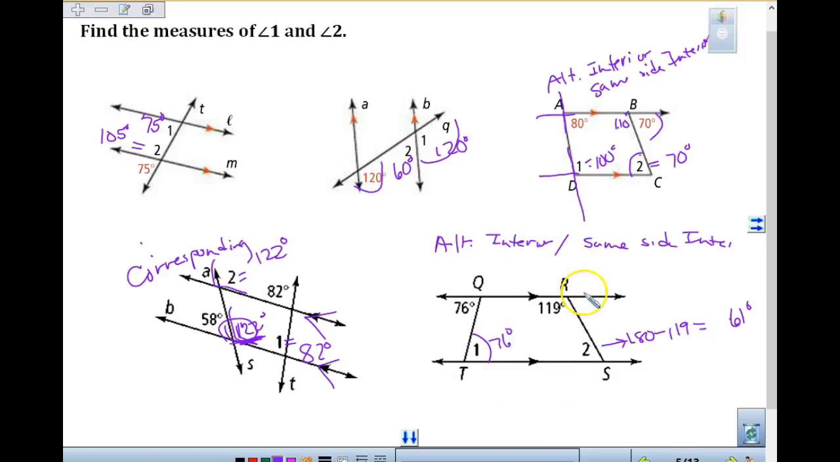So same side, sums to 180. But that's parallel line. The parallel lines are up here. No, the other lines. These two lines are not parallel. These are the markings for parallel.